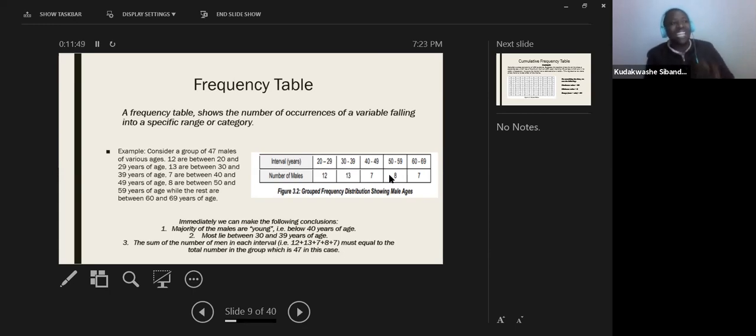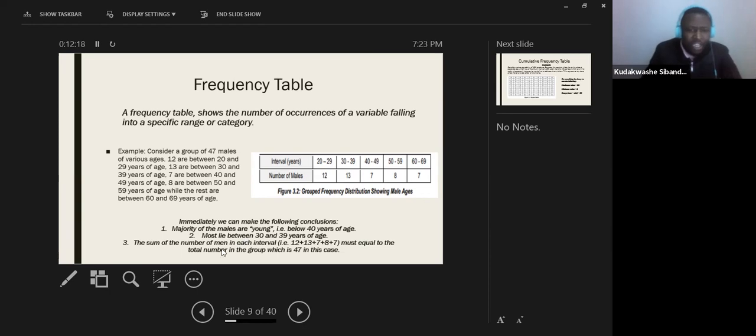People that have ages between 20 to 29, you are grouping them together, and then you count, and you come up with a figure which is 12. So that's where the issue of group is coming into play. You are grouping people based on a specific range or a specific category. In this case, we are saying the number of years is what is grouping the people together.